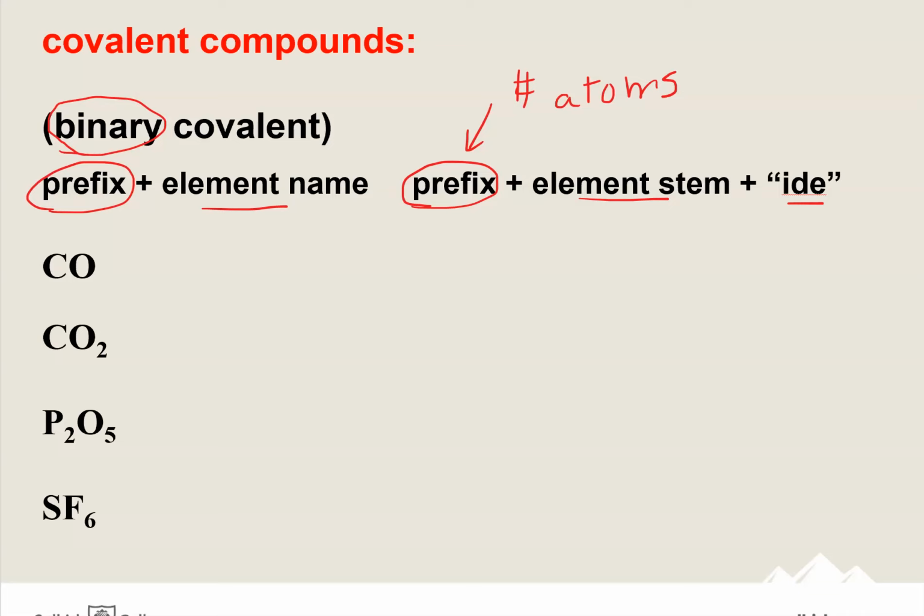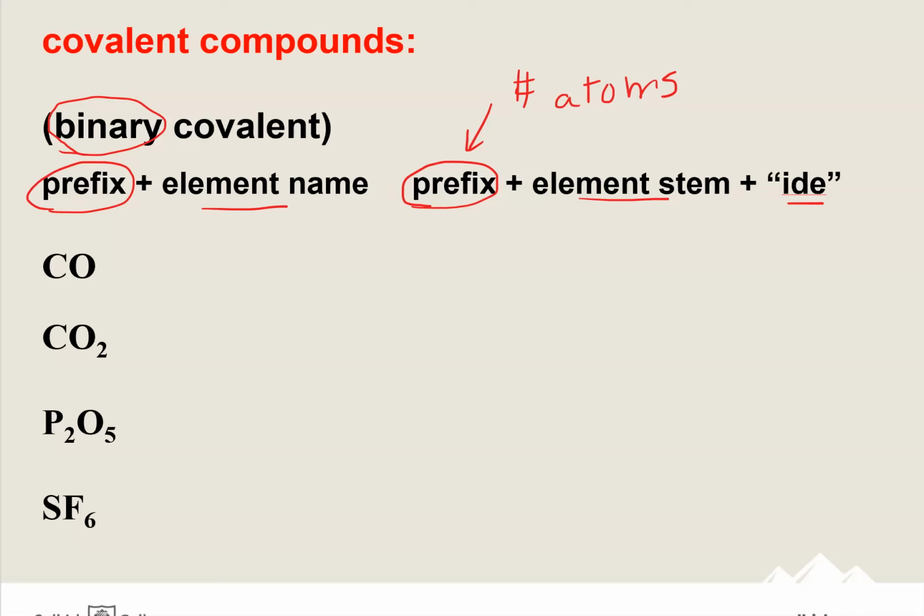1 is mono, 2 is di, 3 is tri, 4 is tetra, 5 is penta, 6 is hexa, and that's as far as we're going to need to go together. There's no point in carrying this on ad nauseum.